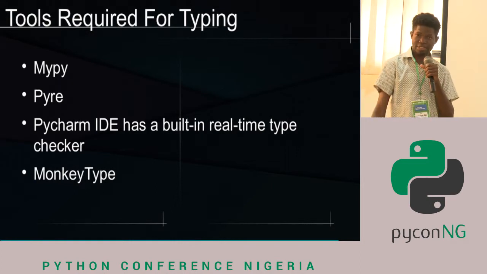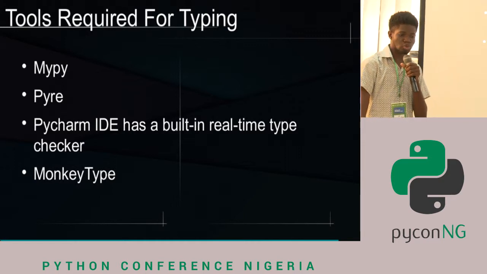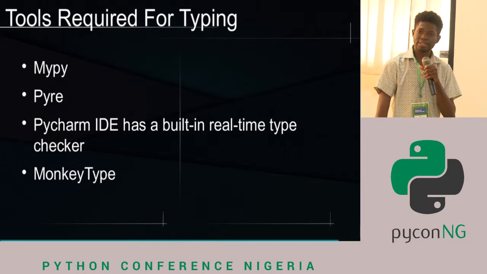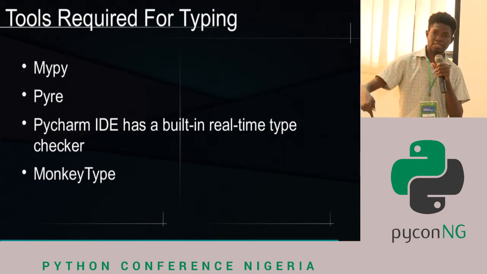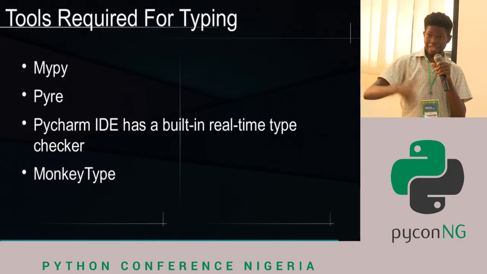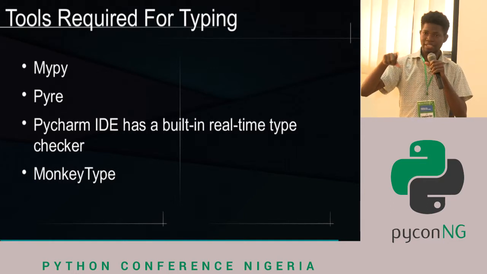Then Pyre also has to be used as a type checker. Then there's MonkeyType for adding types. I think I just saw one when I was browsing around, pytest-annotate. So it does its own by getting the types from your tests. If you write tests for that one, I've not tried that. I just saw it there. I didn't know about it before. Something you can do: pytest --annotate.